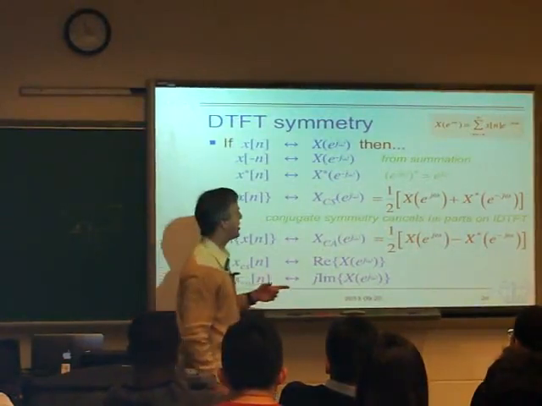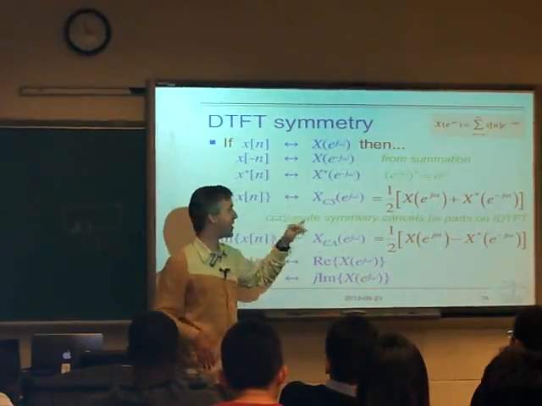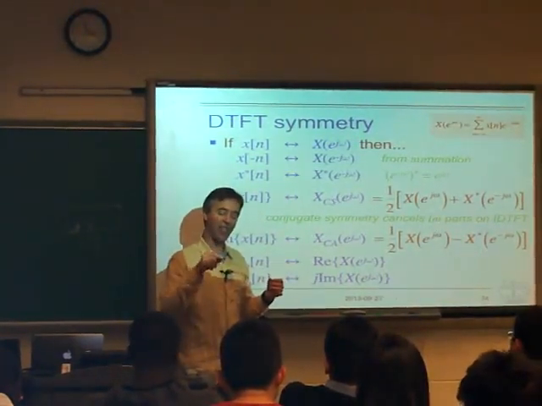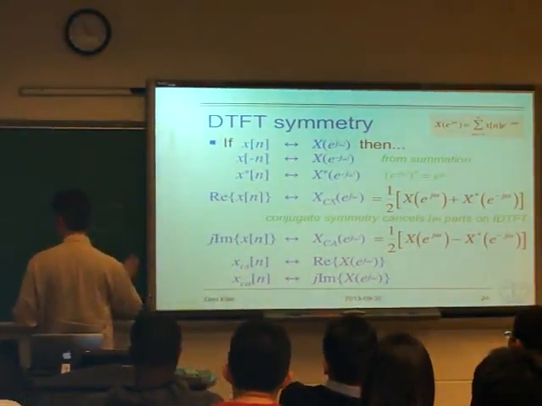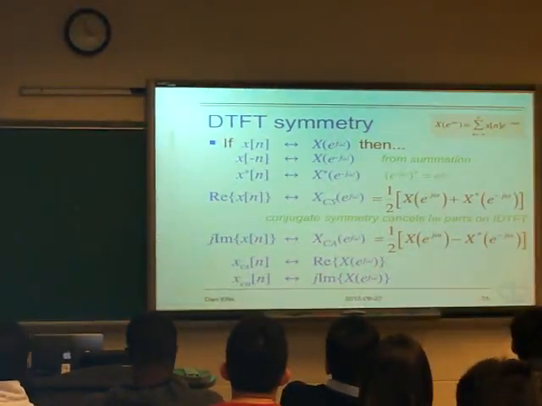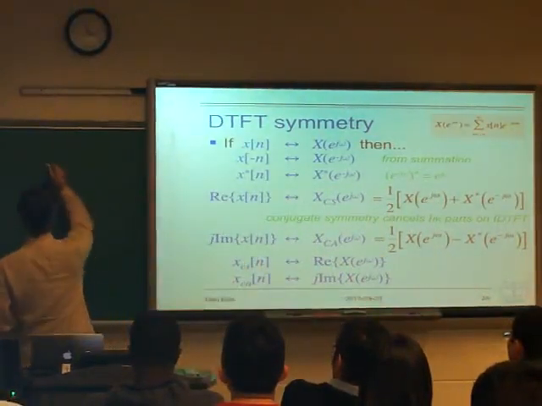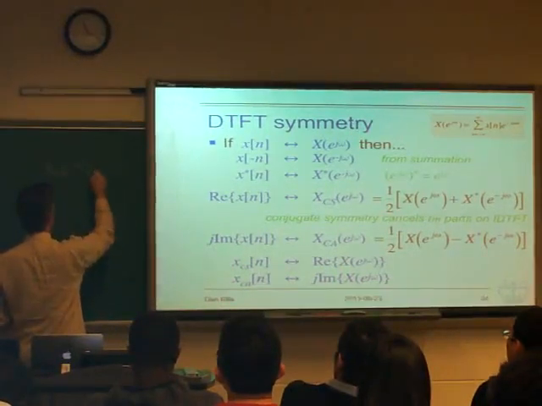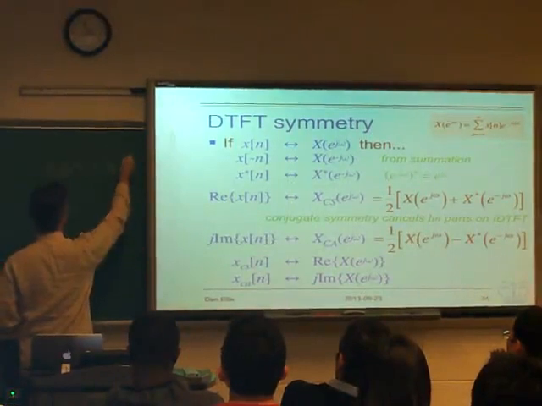Conjugate symmetry is just that X_cs of e to the j omega is equal to X conjugate_cs of e to the minus j omega. That if we have a sequence, right, so X_cs of e to the j omega is equal to X conjugate_cs of e to the minus j omega.